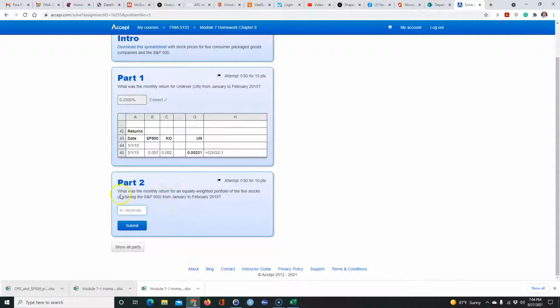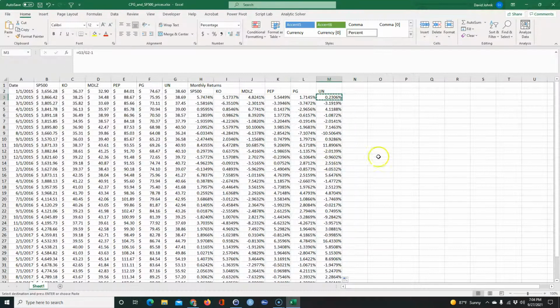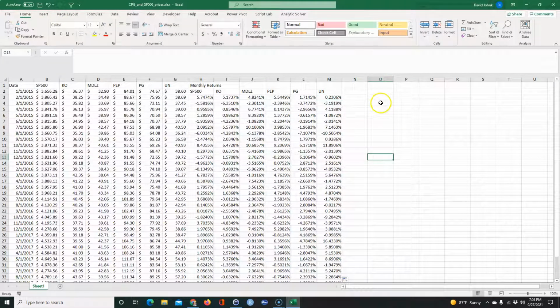All right. So part 2, it asks for the monthly return for an equally weighted portfolio of 5 stocks, excluding the S&P 500 from January 2015. So it says equally weighted. So we could do the portfolio return. Maybe we could go return of the portfolio. I'll use a small letter. Return of the portfolio.